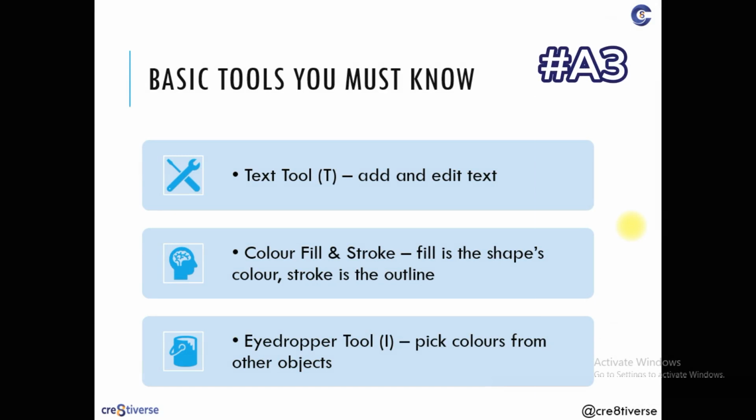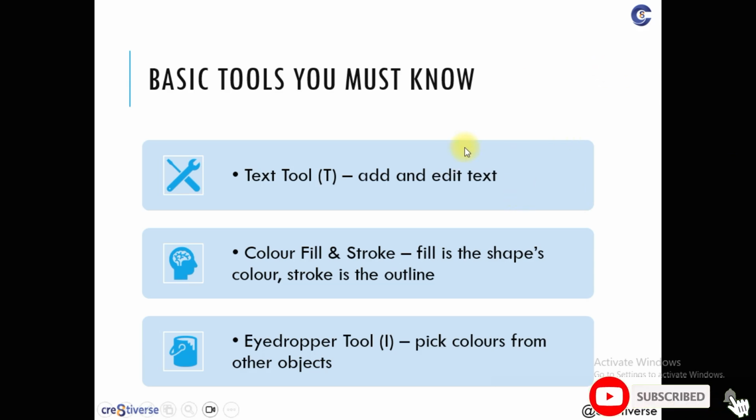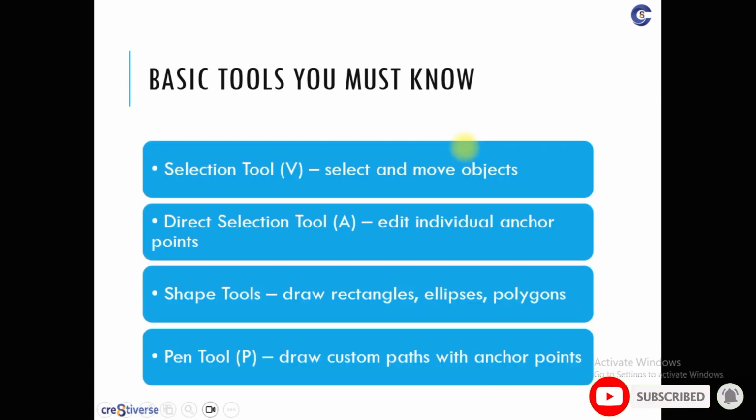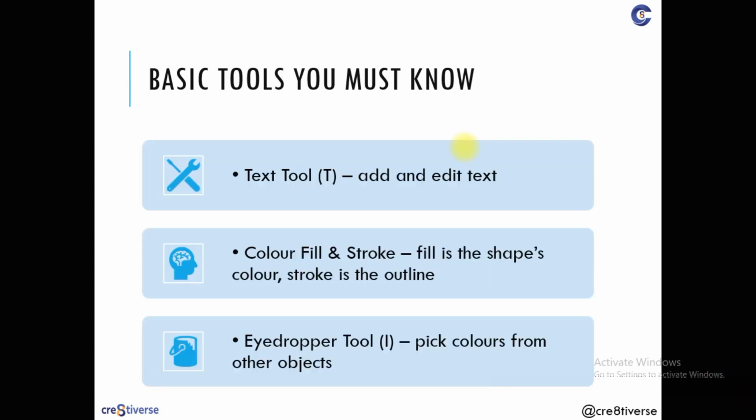Let's continue from where we left off. So in the last class, we looked at the selection tool, the direct selection tool, the shape tool, and the pen tool. In today's class, we are going to be looking at the text tool. So let's dive straight into it.